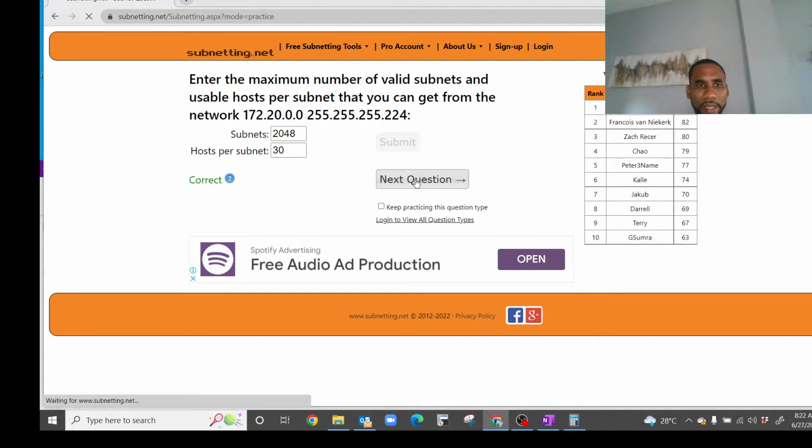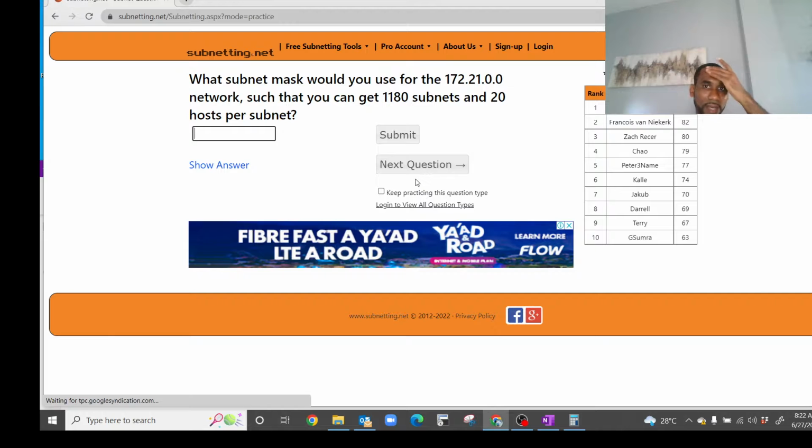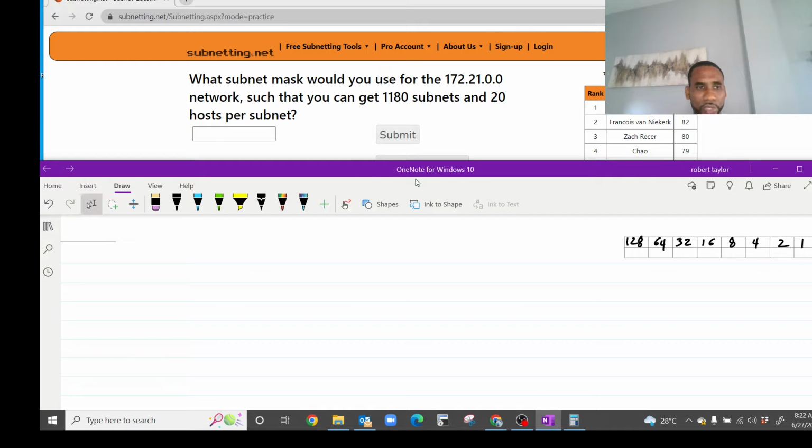Let's go here. Next question. All right. This one looks juicy. What subnet mask would you use for 172.21.0.0 such that you get 1,180 subnets and 20 hosts per subnet?